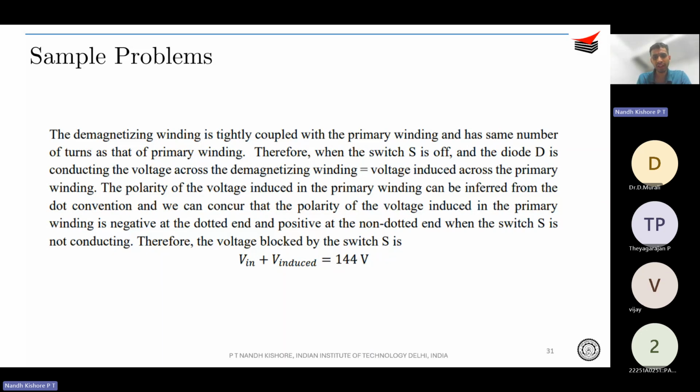The demagnetizing winding is tightly coupled with the primary winding and has the same number of turns as the primary winding. Therefore, when the switch is off, the diode D is conducting, the voltage across the demagnetizing winding is equal to the voltage induced across the primary winding, right? The polarity of the voltage induced in the primary winding can be inferred from the dot convention, and we can conclude that the polarity of the voltage induced in the primary winding is negative at the dotted end and positive at the non-dotted end when the switch is not conducting. Therefore, the voltage is V in plus V induced.